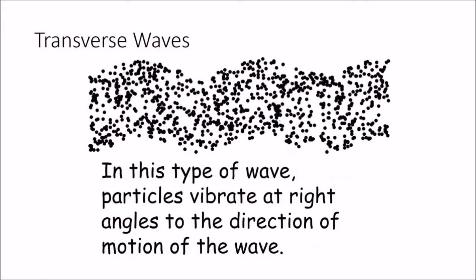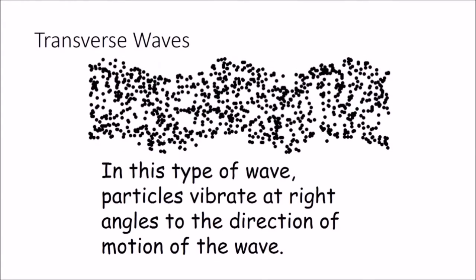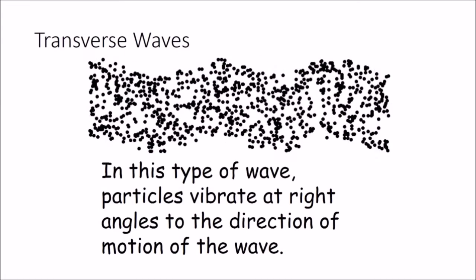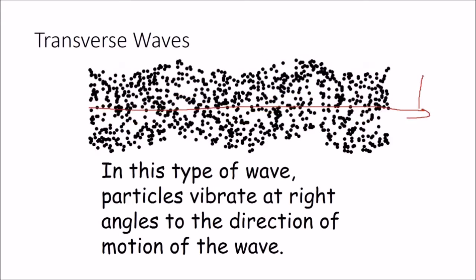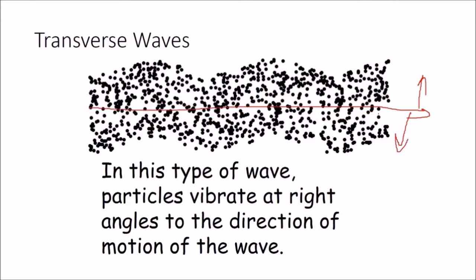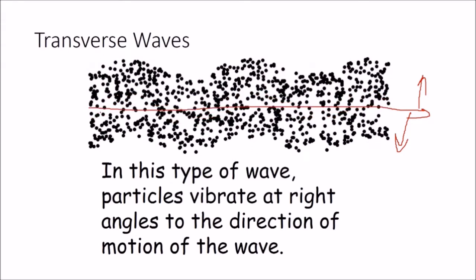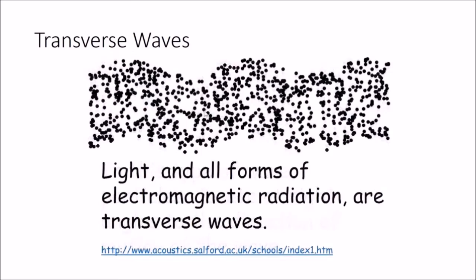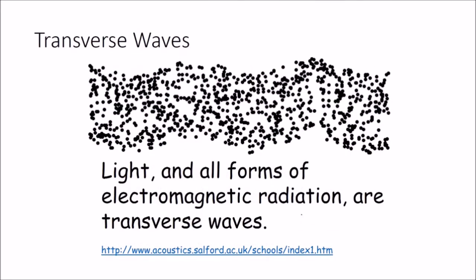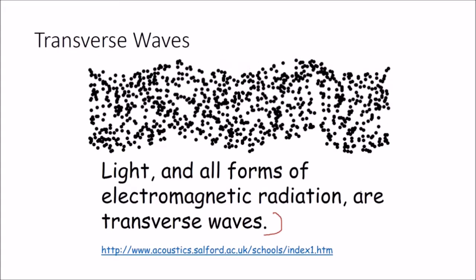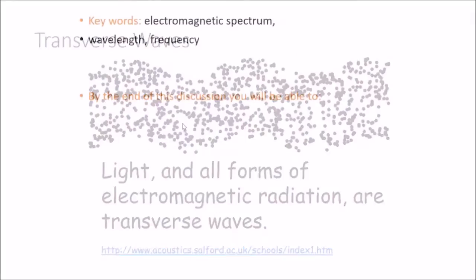And what about this type? In this type of wave, the particles vibrate at right angles to the direction of the motion of the wave. If this is the direction of the wave, you can see that these particles are oscillating, vibrating at right angles to the direction of the motion of the wave. We call these transverse waves. Light and all forms of electromagnetic radiation are transverse waves.